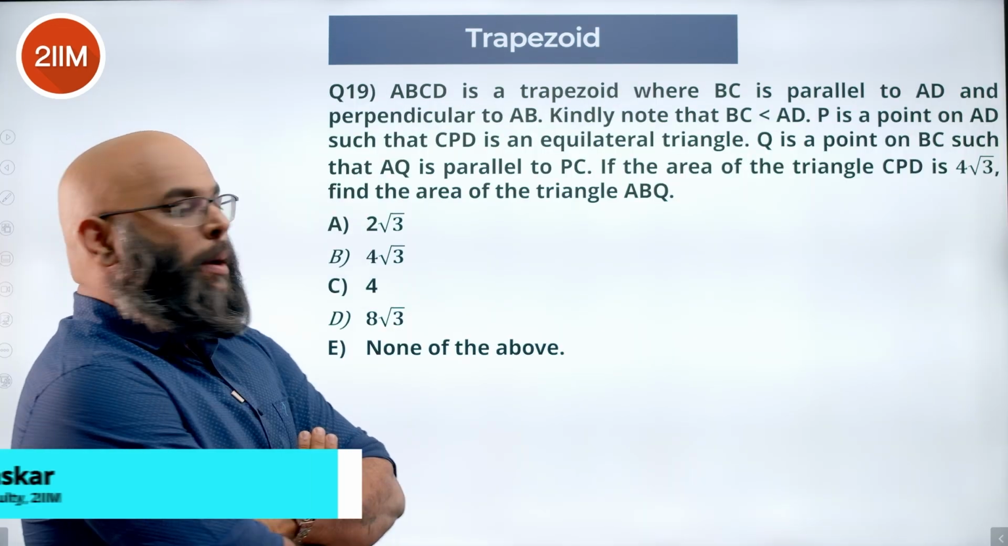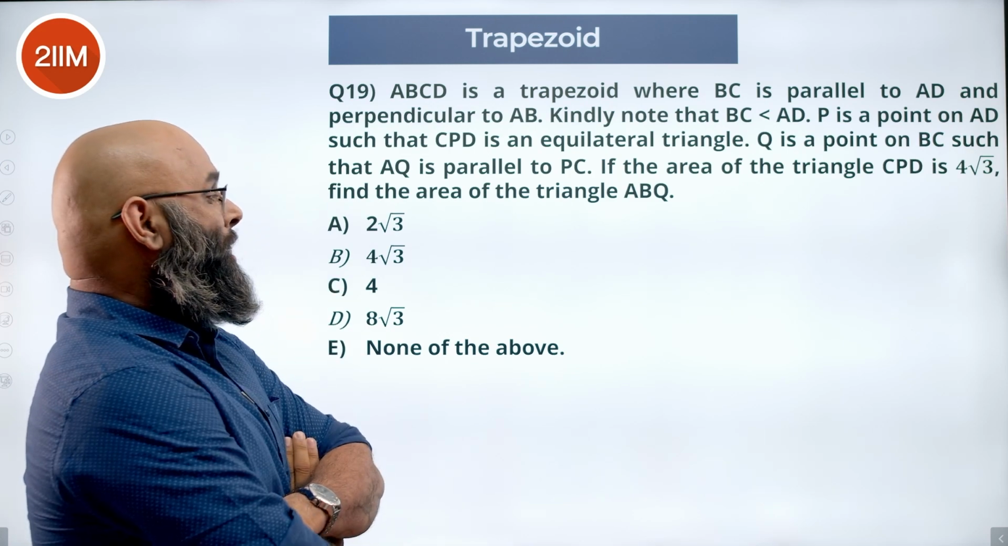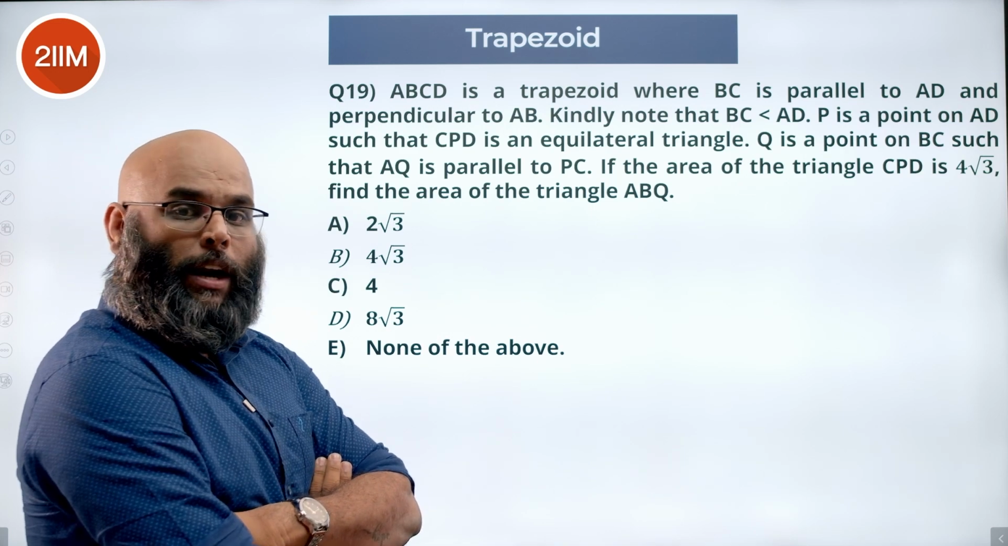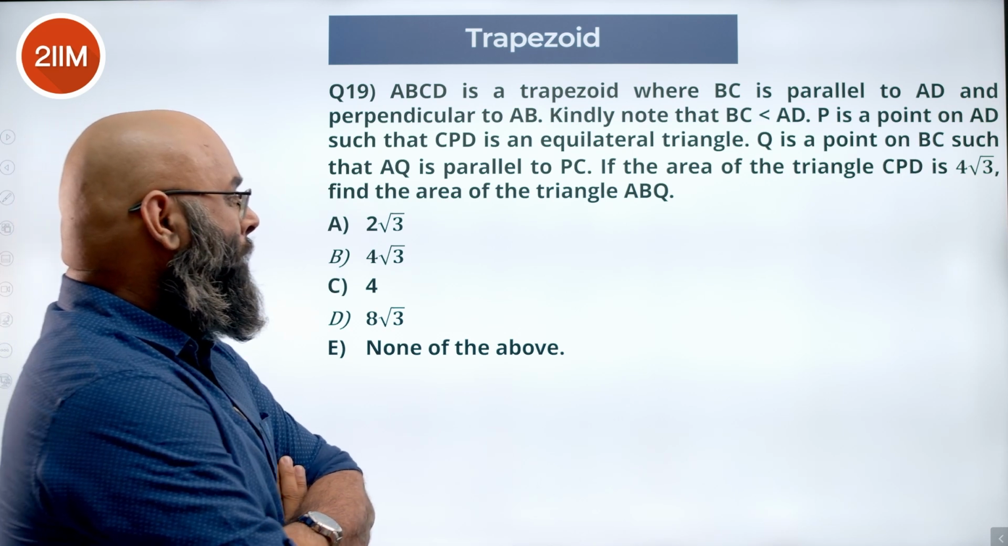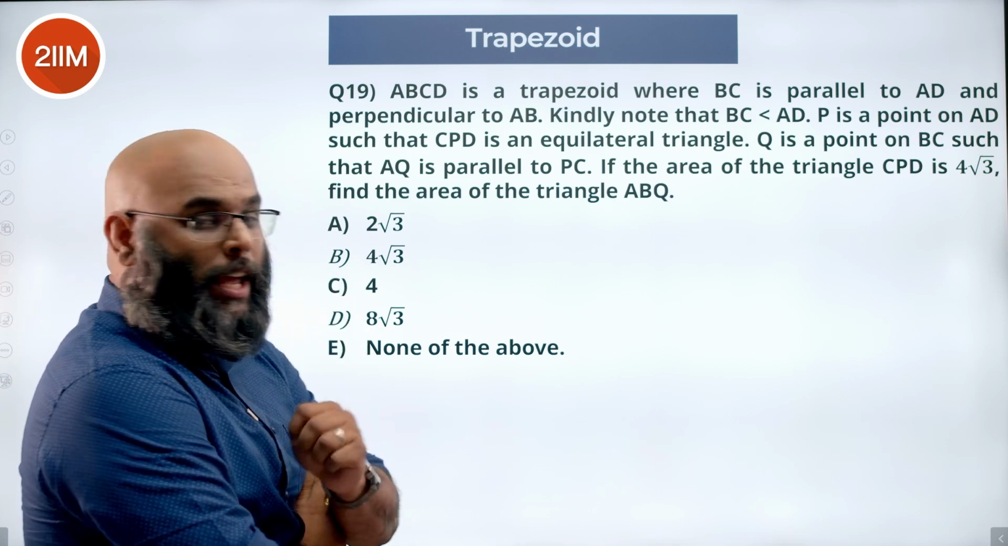ABCD is a trapezoid where BC is parallel to AD and perpendicular to AB. Kindly note that BC is less than AD. P is a point on AD such that CPD is an equilateral triangle. Q is a point on BC such that AQ is parallel to PC. The area of the triangle CPD is 4 root 3. Find the area of the triangle ABQ.